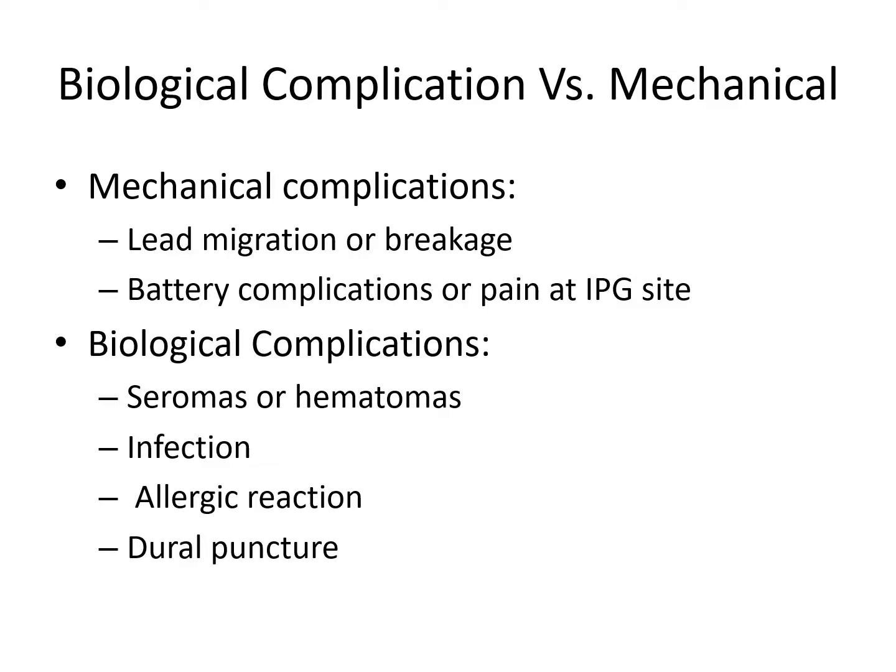Biological complications have received less notoriety in neuromodulation literature, particularly when it comes to dural puncture. Other biological complications include seromas or hematomas, infection, which tends to be the most feared complication, and allergic reactions. For this presentation, we primarily use a retrospective study done at Beth Israel Deaconess by Dr. Simopoulos et al., looking at 322 patients who underwent spinal cord stimulator trials and implants over a 10-year period.